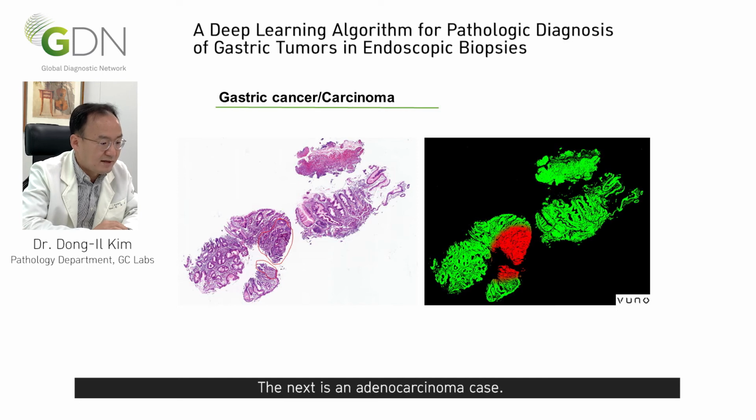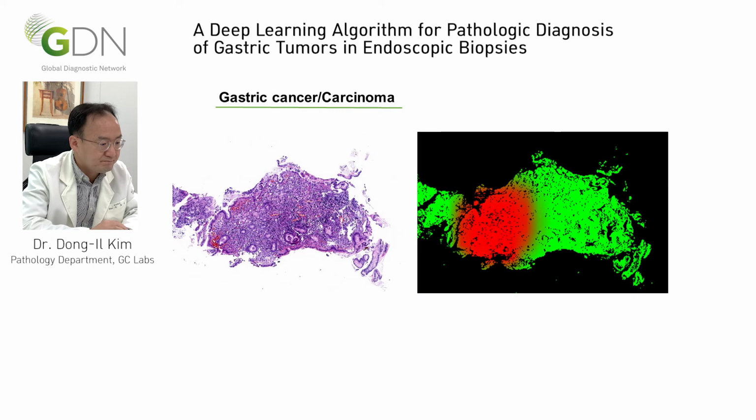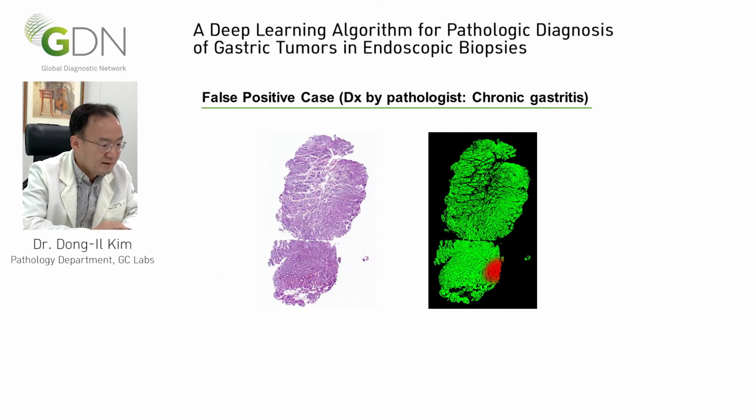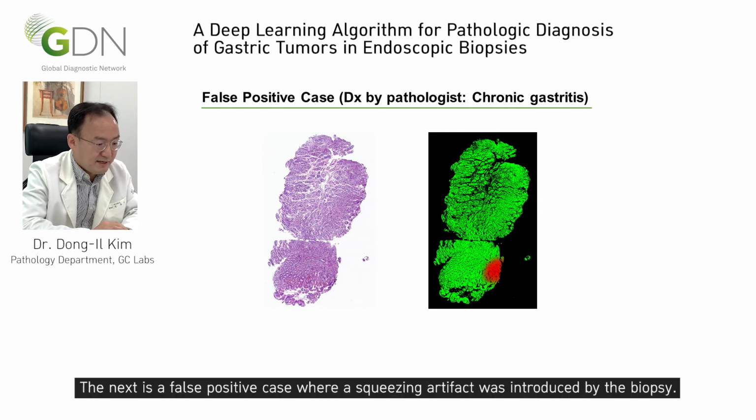The next is an adenocarcinoma case. There are two carcinoma areas which are accurately detected by the algorithm. The next is a very small signet ring cell carcinoma case. The algorithm detects the carcinoma well. The next is a false positive case where the squeezing artifact was introduced by the biopsy. The morphological change of the glands by the artifact is erroneously diagnosed as cancer by the algorithm.